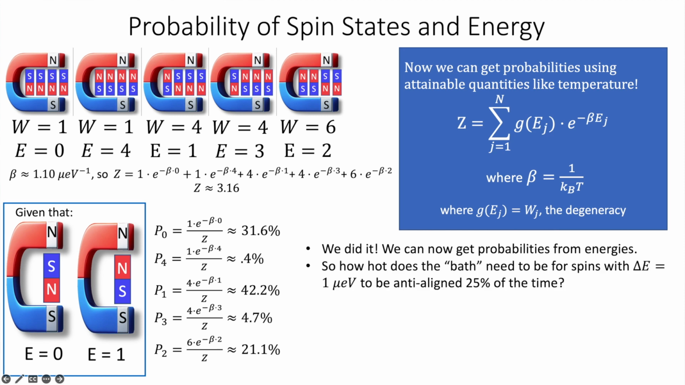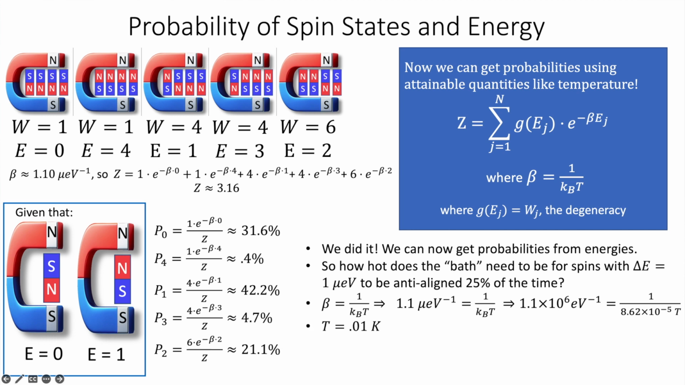But we can even take it a step further and ask the question, well, okay, what temperature does the bath need to be for this particular system in order for a particular spin, any particular spin that we select, to have a 25% chance of being anti-aligned? All we need to do is plug in beta into our definition for what beta is and then solve for temperature. And we get the value 0.01 Kelvin. Now that's really cold.